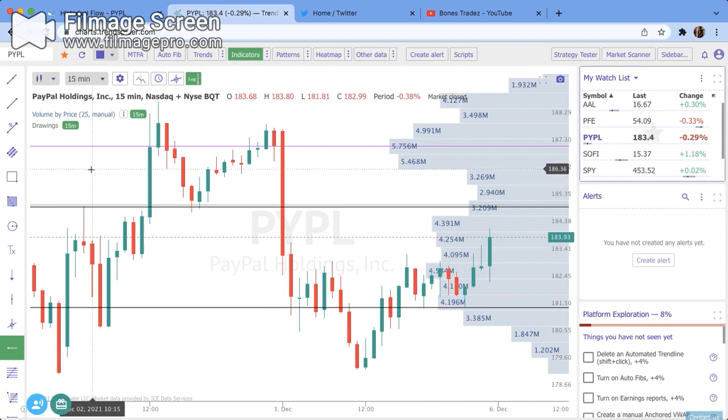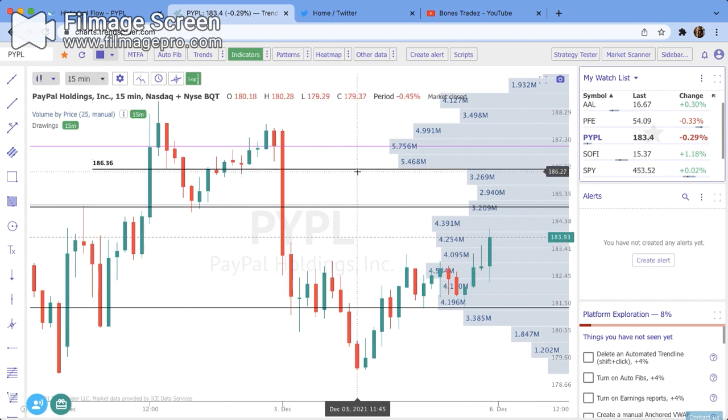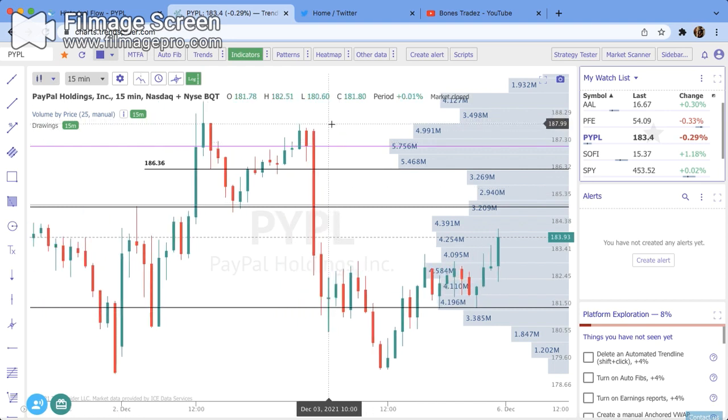We'll go 186. So these don't really have to be exact as of right now. We're going to fine tune them as well. And then I'm going to put another one up here at 188. So these are the possible ranges, based off this.